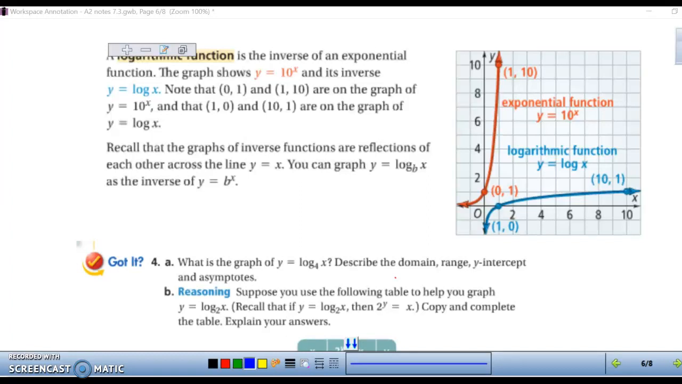Welcome back. This is Algebra 2, Chapter 7.3, Part 2. In Part 2, we are going to look at logarithmic functions and their graphs.